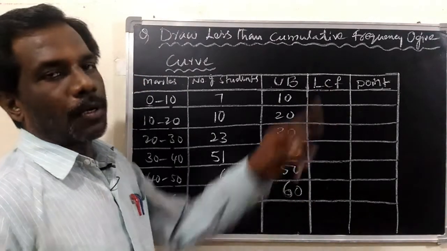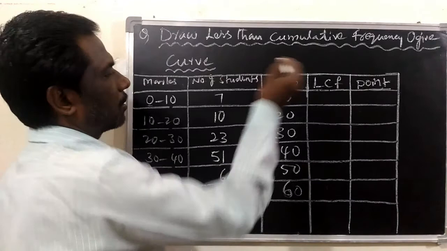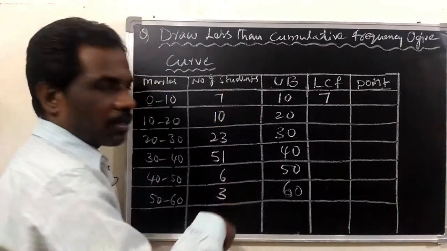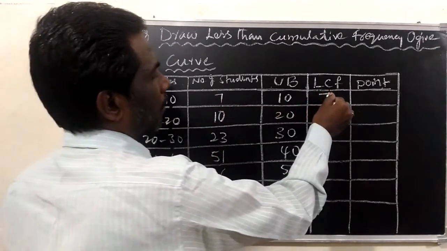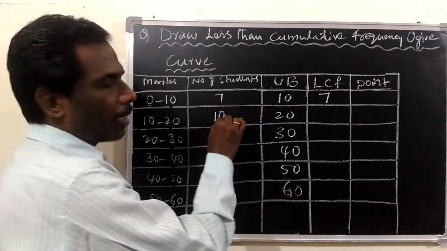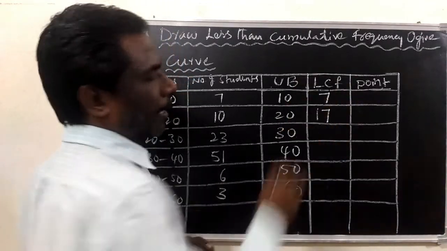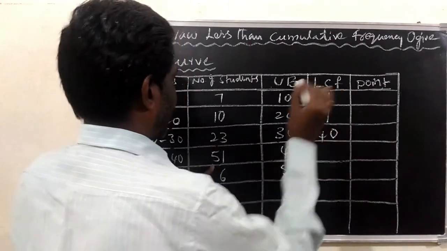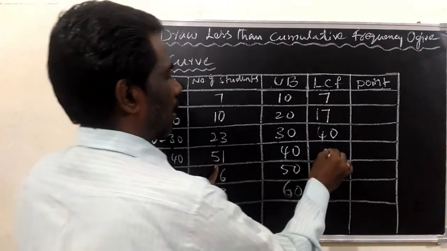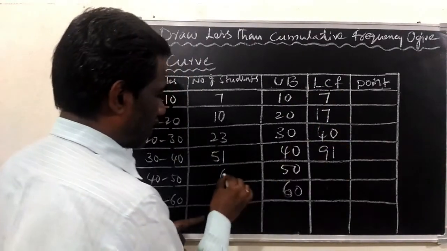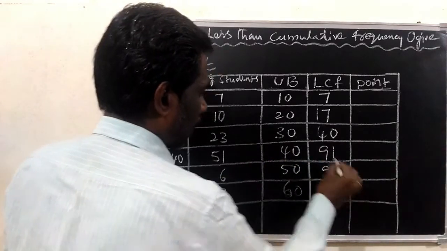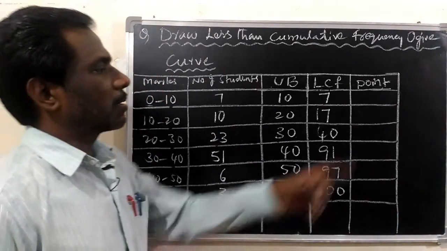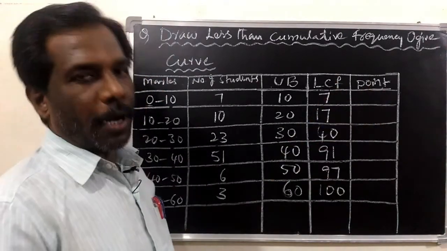Now the less than cumulative frequency. For this, write the first frequency value as it is. These are the frequency values. This 7 is added with the next frequency value, and it will be 17. Again, 17 plus 23 is 40. 40 plus 51 is 91. 91 plus 6 is 97. 97 plus 3 is 100.